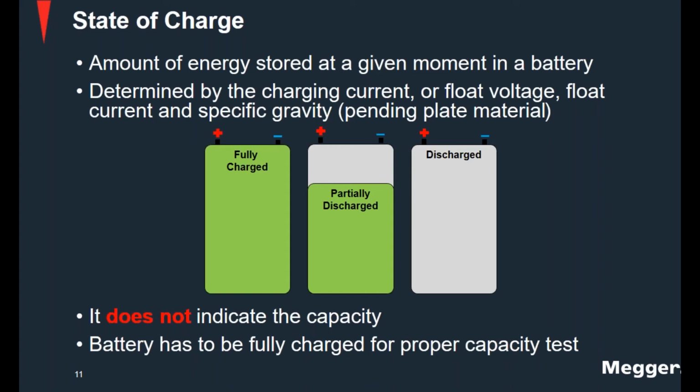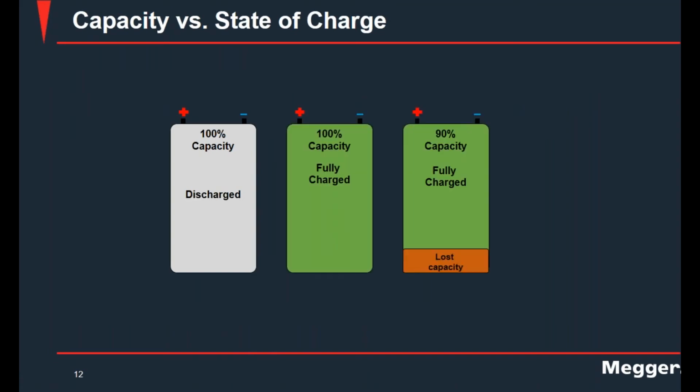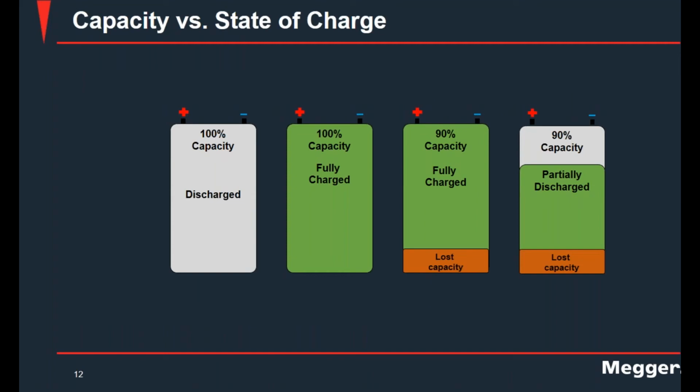And just one more slide to reinforce the two concepts. So you can have a battery that is discharged or fully charged, or that is charged with some capacity loss, or the three conditions. It's partially discharged, 90% capacity because there's some degradation there, and you can see these comparisons here. So let's go into the maintenance standards.